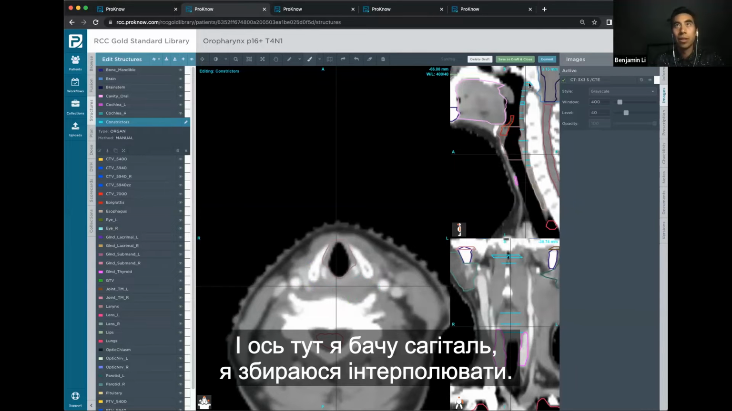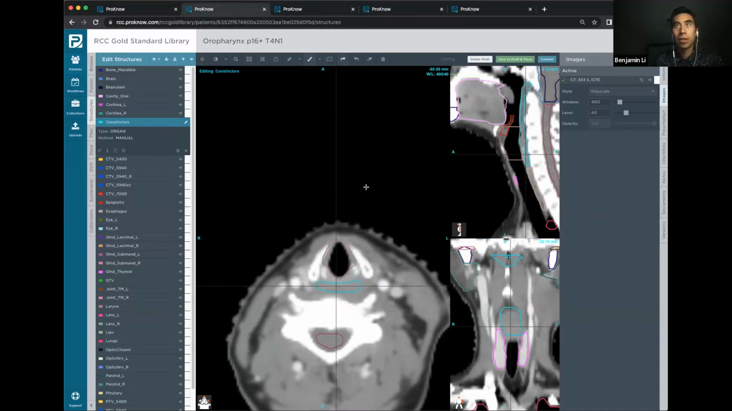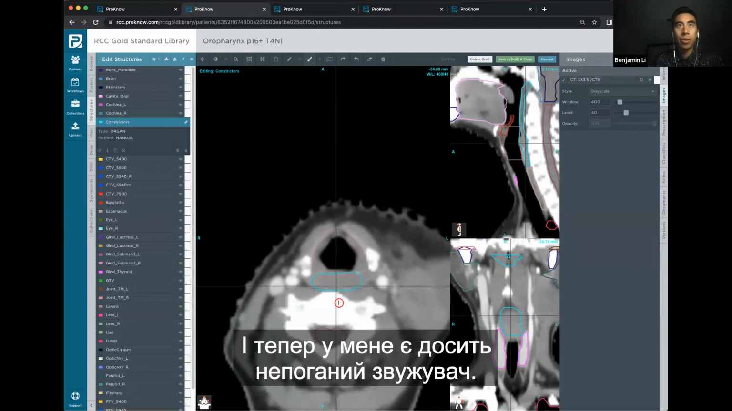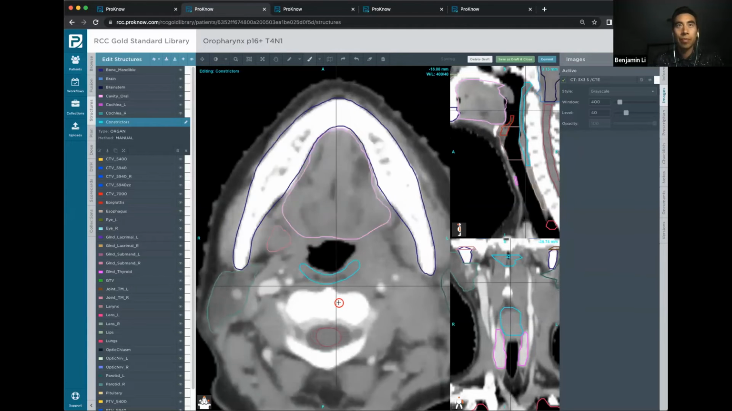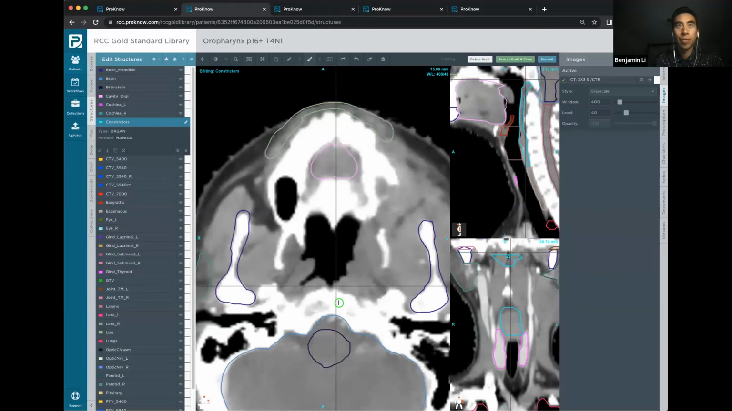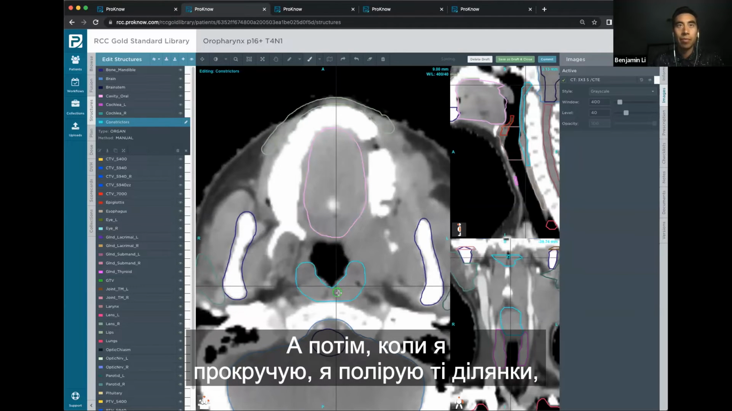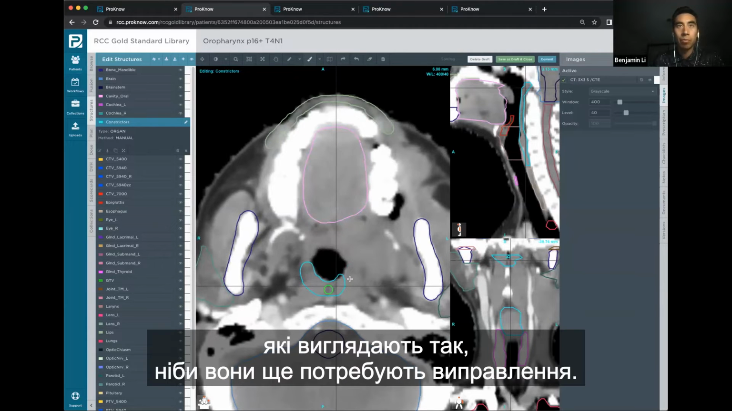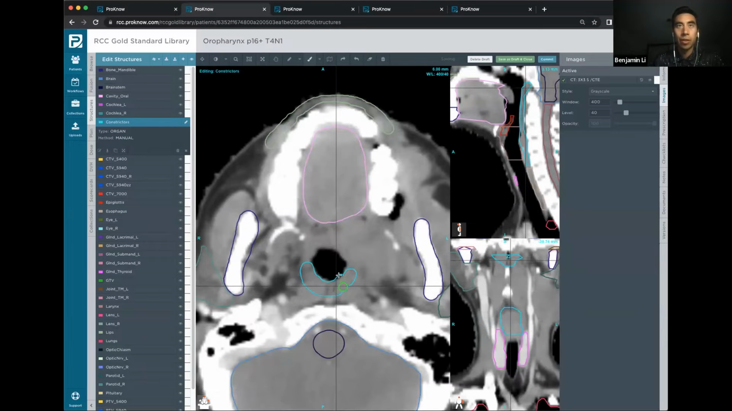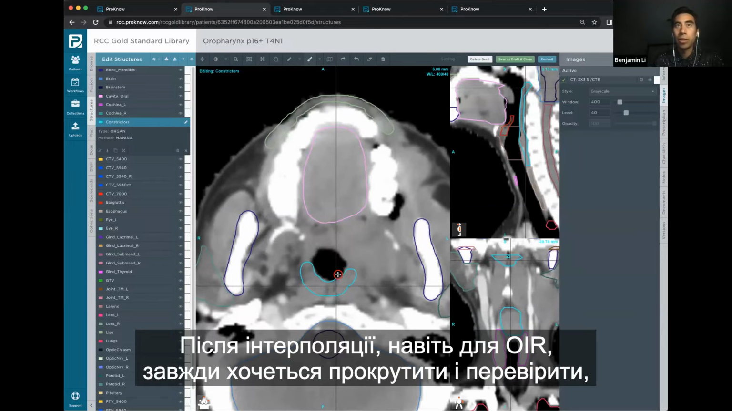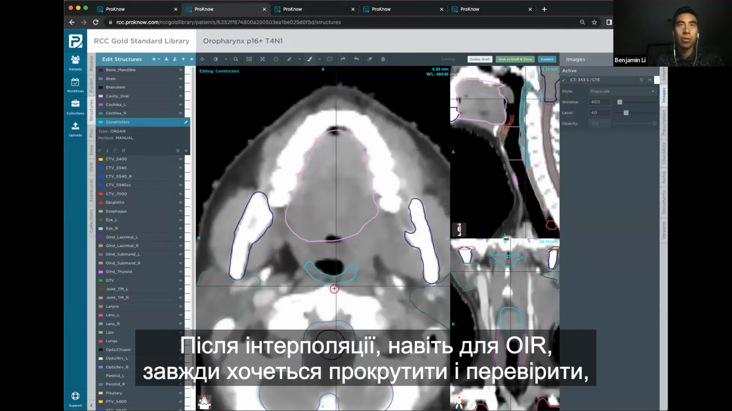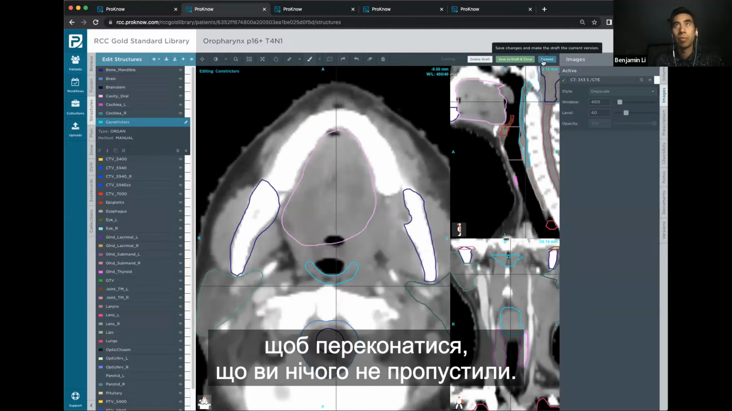And so here I can see sagittal. I'm going to interpolate. And now I have a pretty good set of constrictors. Good. And then when I'm scrolling through, I would polish any areas that look like they still need some fixing. After you interpolate, even for OARs, you always want to scroll through and check and make sure that you're not missing anything.